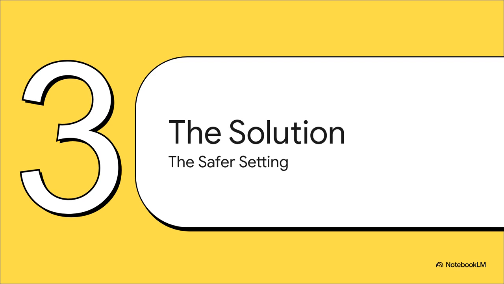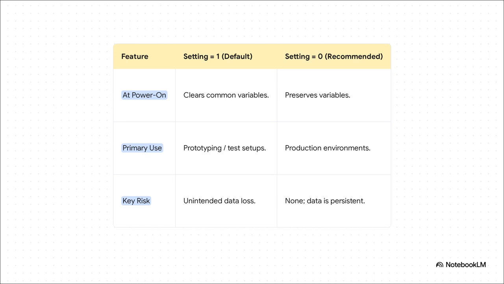All right, enough of the doom and gloom. The good news is that the solution is incredibly simple. We just have to tell the machine to stop forgetting things. We need a safer setting. It really just boils down to a tale of two settings. You've got the default, setting 1, which wipes the slate clean every time. That's kind of useful if you're prototyping and you want a fresh start for every test. But for production, no way. You need setting 0. That tells the machine to preserve everything, to remember what it did last time. It makes your data stick, which is exactly what you need for reliable manufacturing.